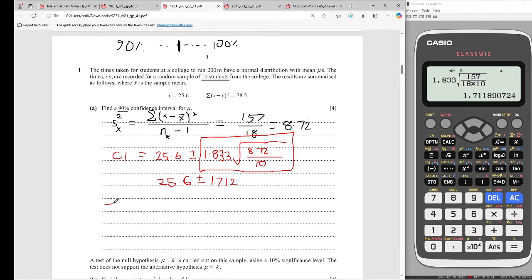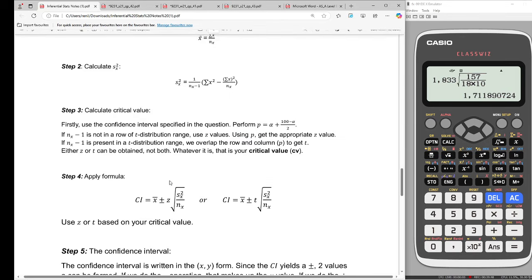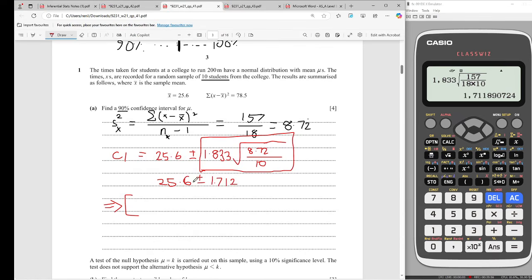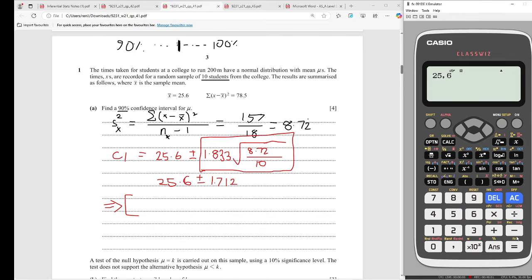And now we have our confidence interval. We can go directly to the answer. So what I've stated over here, it says that the negative operation makes up the x value, and the positive makes up the y value. It's just a simple understanding way. And so we can use 25.6 minus this value, and that's your first one, so 23.9. And then we comma that with your other value, which is your y value.